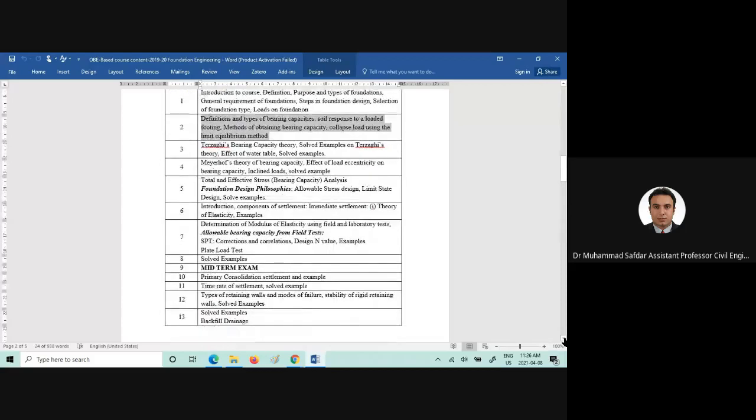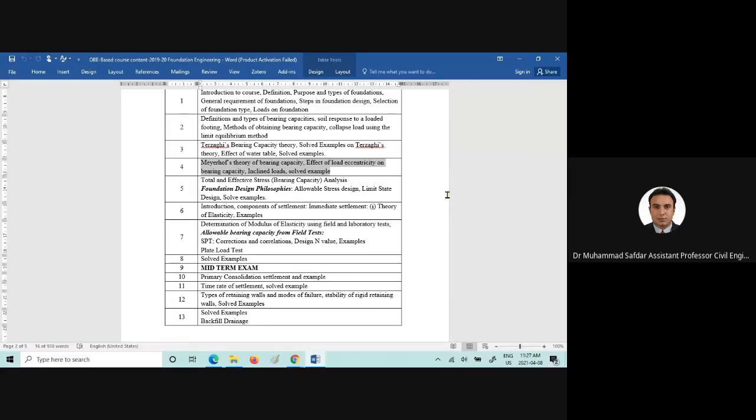After that, we will move towards very important lectures related to the shallow foundations, and we will discuss Terzaghi's bearing capacity theory. We will solve examples on it, and we will discuss the effect of water table. Related to the water table effect, we will solve a few examples as well. Then we will move towards another important lecture, which is Meyerhof's theory of bearing capacity, effect of load eccentricity on the bearing capacity, inclined loads, and we will also solve examples related to Meyerhof's theory of bearing capacity.